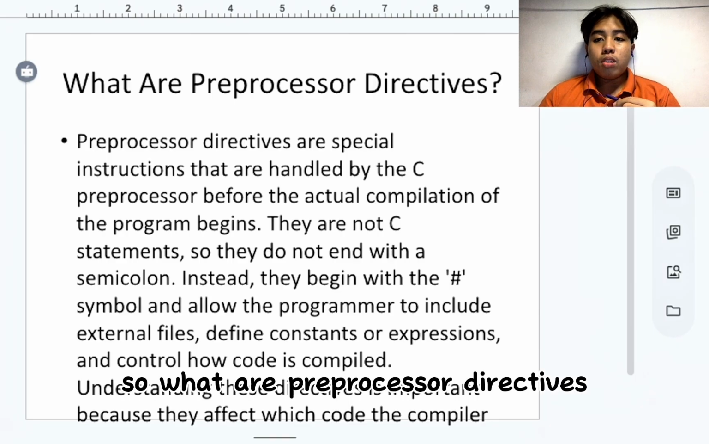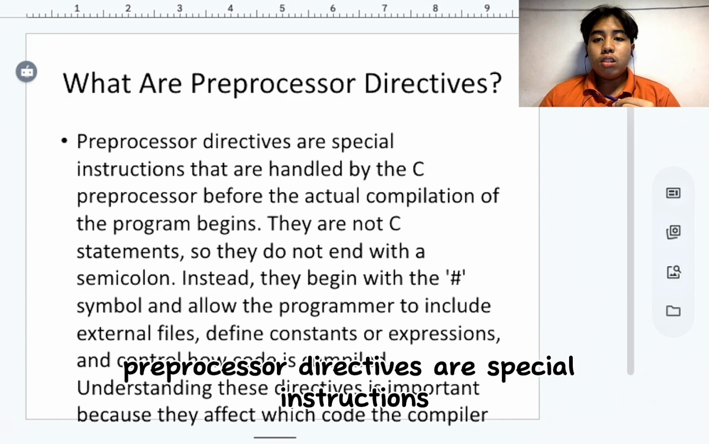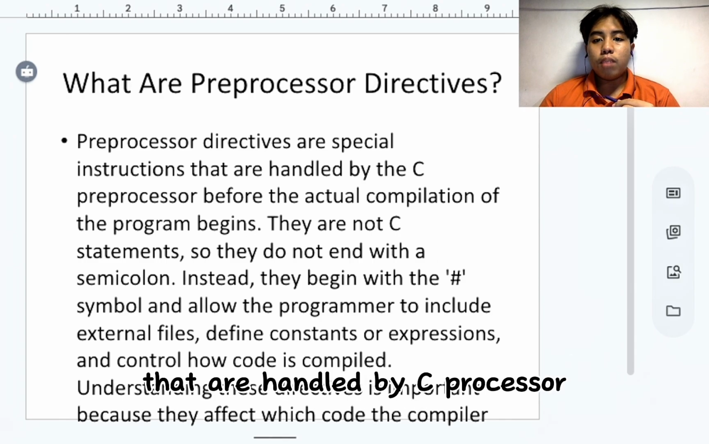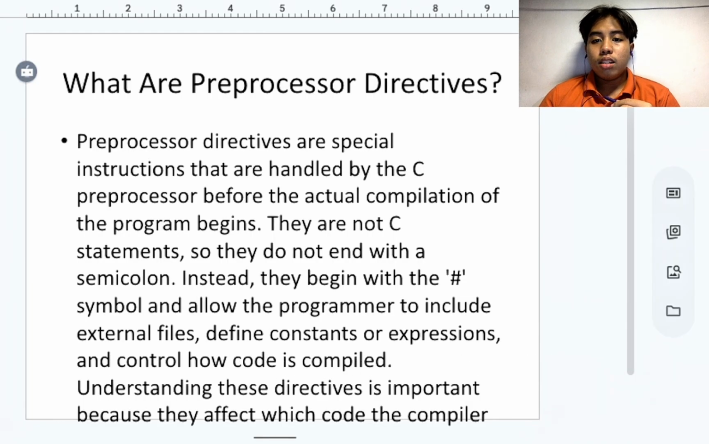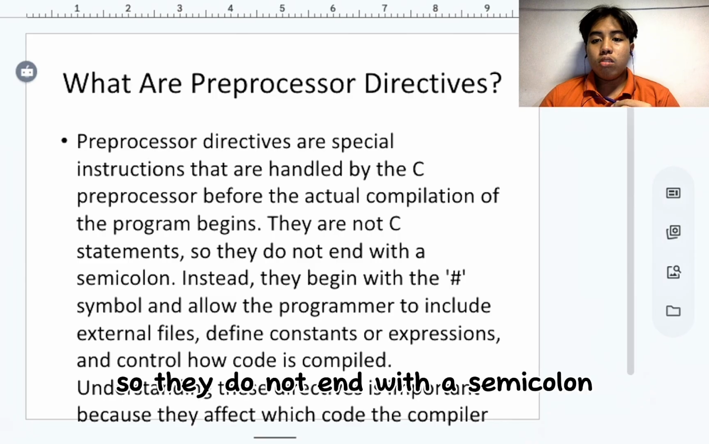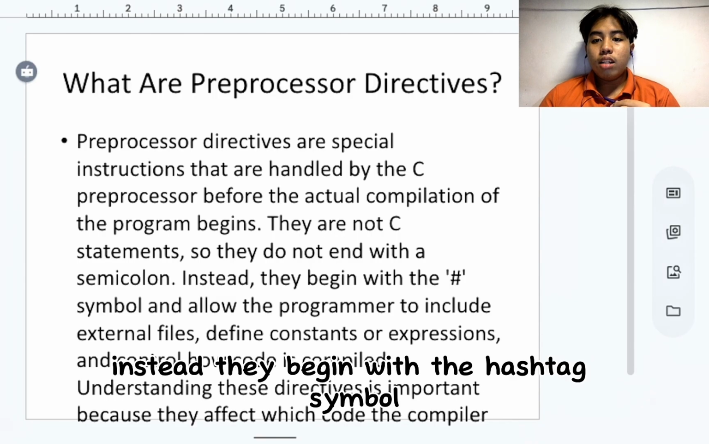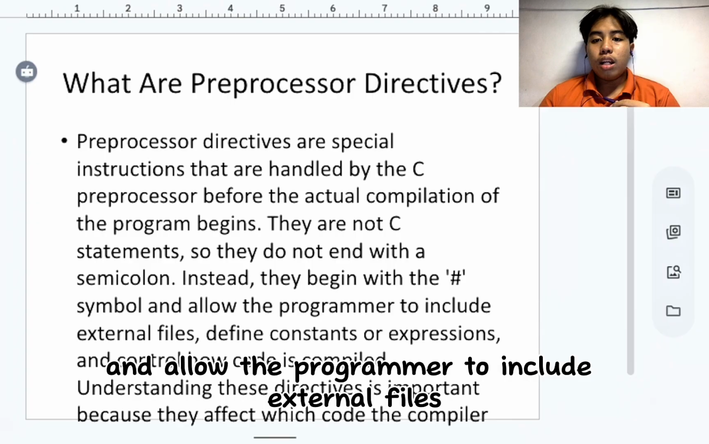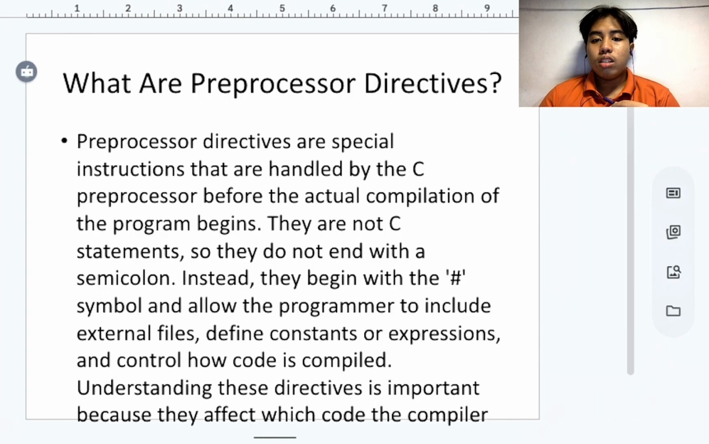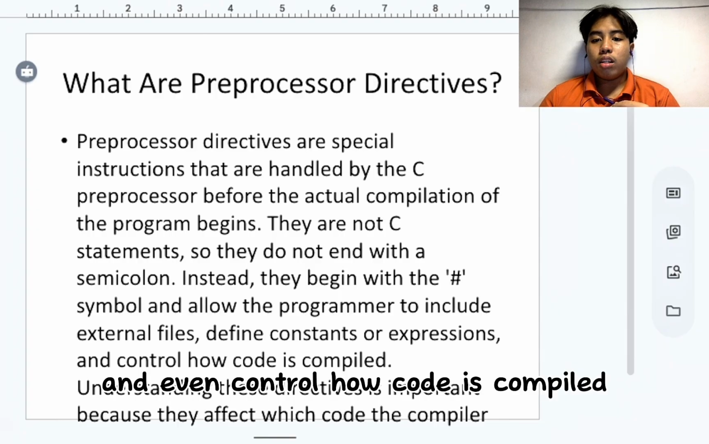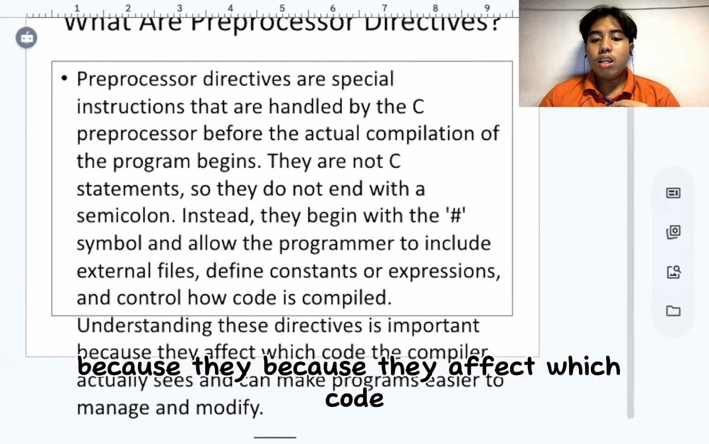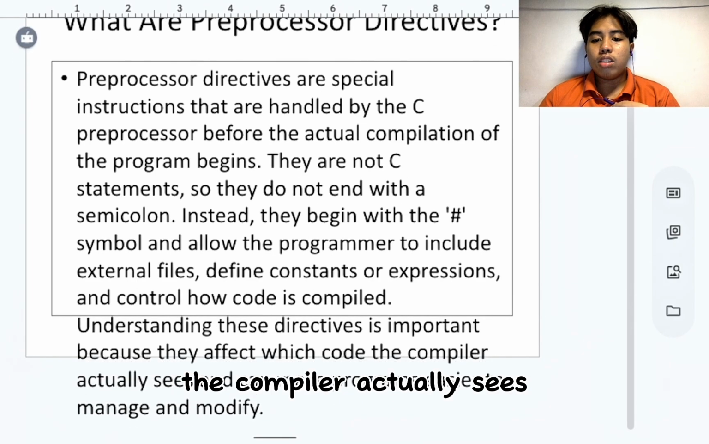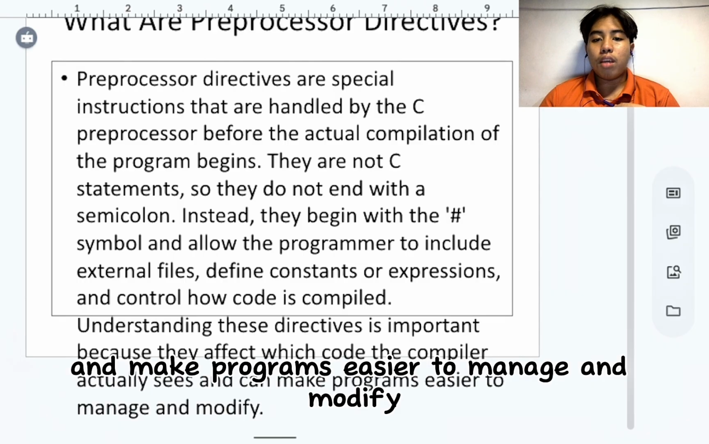So, what are preprocessor directives? Preprocessor directives are special instructions that are handled by the C preprocessor before the actual compilation of the program begins. They are not C statements, so they do not end with a semicolon. Instead, they begin with the hashtag symbol and allow the programmer to include external files, define constants or expressions, and even control how code is compiled. Understanding these directives is important because they affect which code the compiler actually sees and make programs easier to manage and modify.